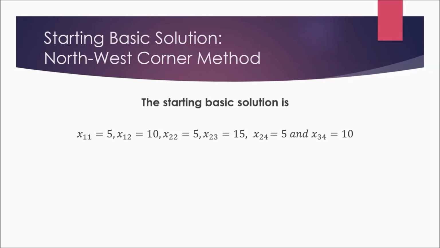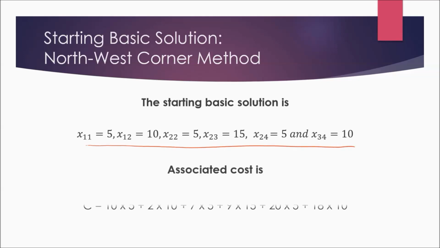So the starting basic solution is given by the variables. If you go back and recall, we have allocated x11, x12, x22, x23, x24 and x34. So the different allocations are given here, and when we add them the associated cost is given to be 520. So this is the Northwest method.